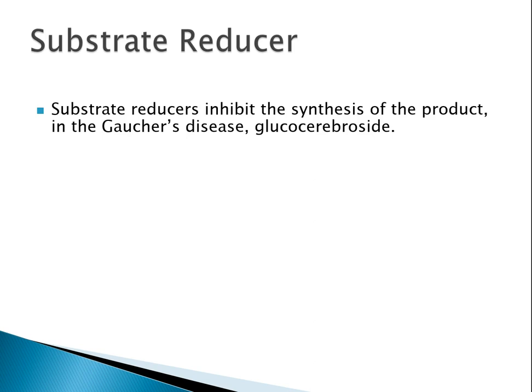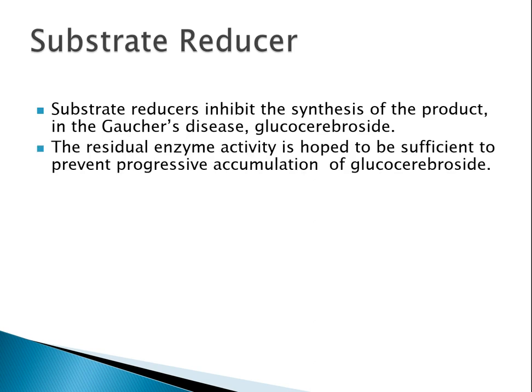but I'm just going to mention it because it is something used in Gaucher's disease. It prevents making the product. So you don't make the glycotransceramide because you can't break it down. So whatever you have, hopefully if there's a little enzyme activity, that's enough to keep things even.